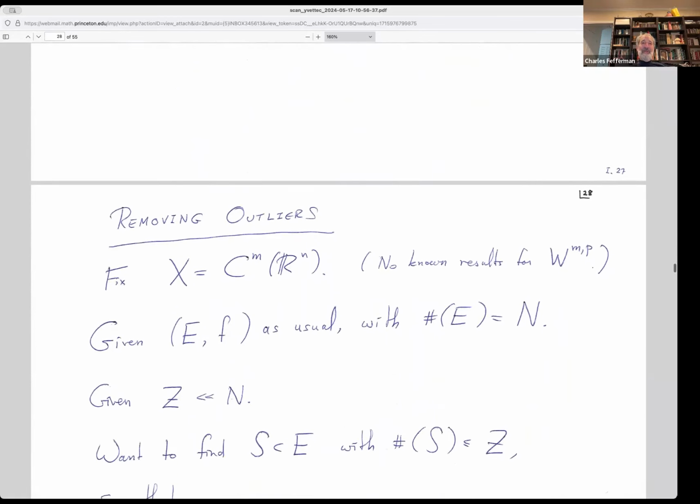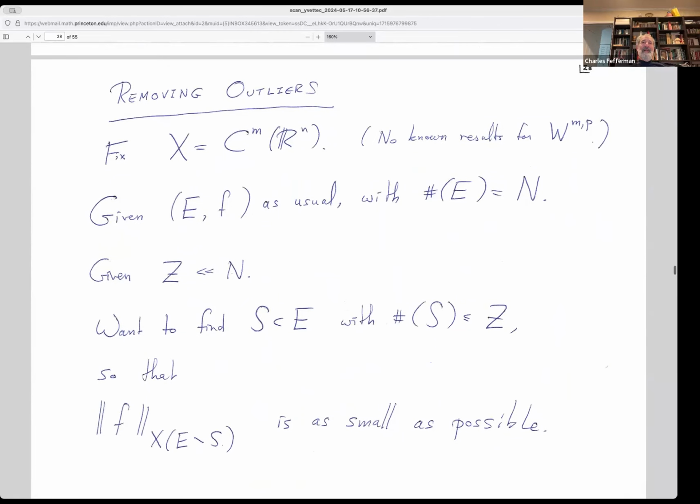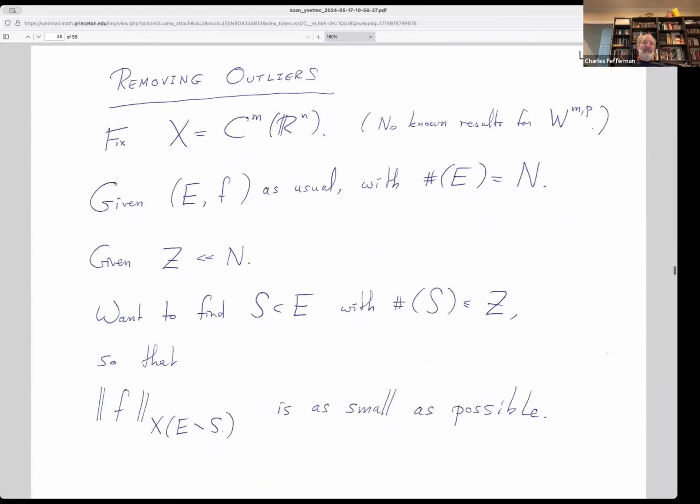Now let me come back to outliers. So let me try to state the problem precisely. So let's just look at the space Cm of Rn. I don't know anything about this problem for Sobolev spaces. So let's say we're working in Cm of Rn. We're given our usual data set with capital N points, and we're given some number Z, which is small compared to N, but may be pretty big.